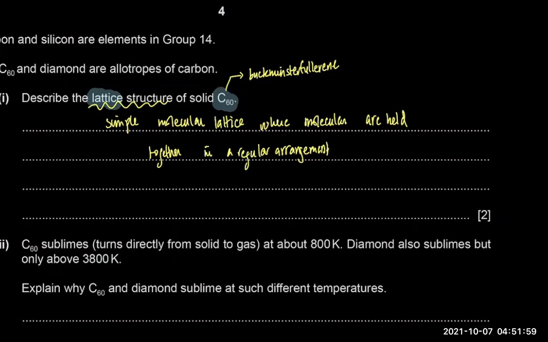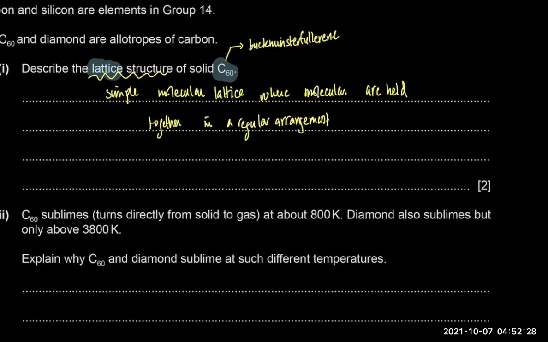C60 sublimes at about 800 Kelvin. Diamond also sublimes, but only at above 3800 Kelvin. Explain why C60 and diamond sublime at such different temperatures. We just said that C60 has a simple molecular lattice. So what kinds of intermolecular forces are there? Non-polar. Van der Waals force due to induced dipole. Whereas diamond has covalent bonds, right? Giant covalent structure.